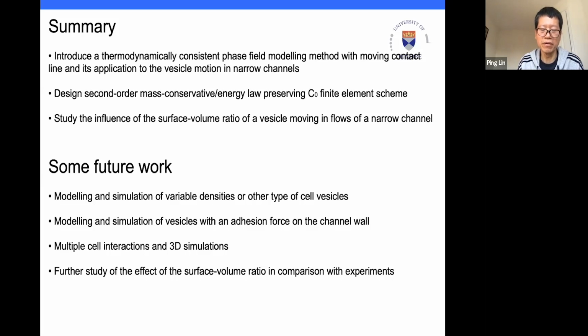It's very interesting. Then what should be the correct boundary condition if you have more than one cell in this situation? Yes. If you mean if two cells interact, that's interesting. Let me see.